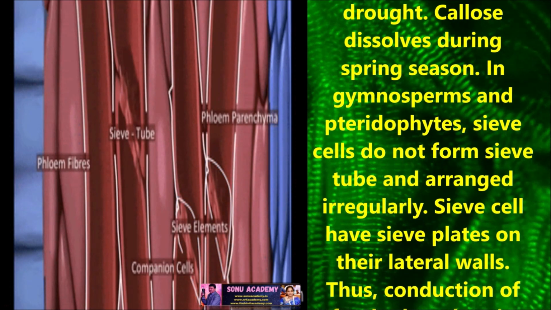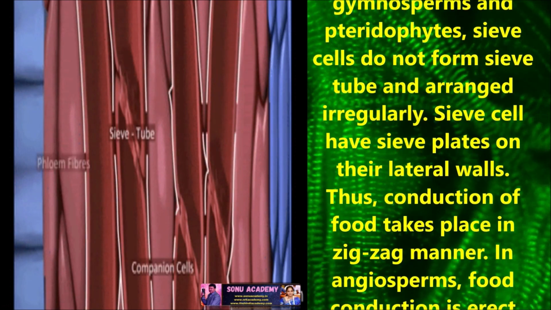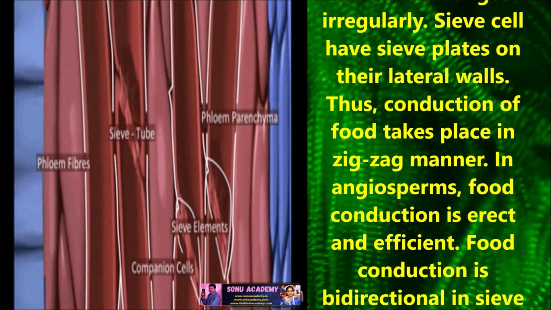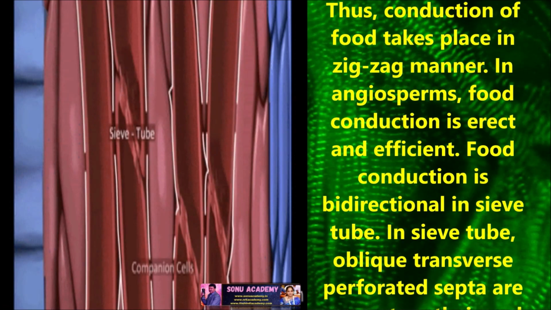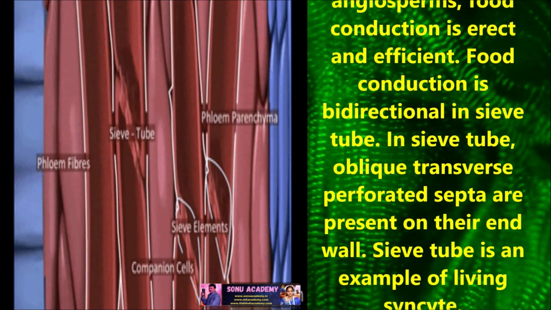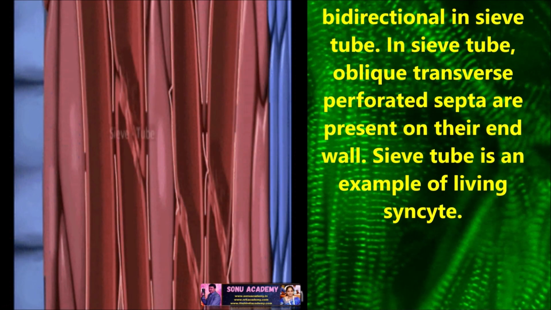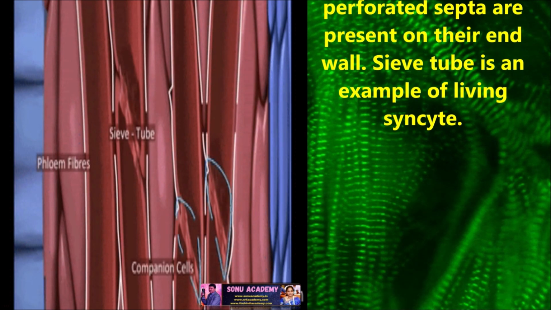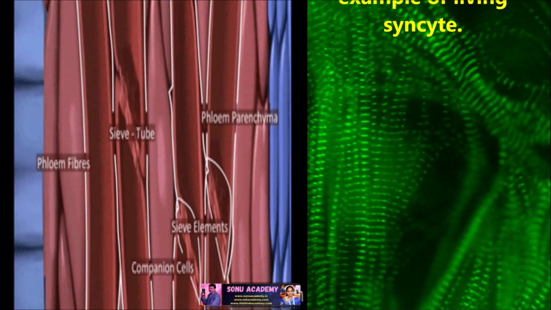In gymnosperms and pteridophytes, sieve cells do not form sieve tubes and are arranged irregularly. Sieve cells have sieve plates on their lateral walls, thus conduction of food takes place in a zigzag manner. In angiosperms, food conduction is erect and efficient. Food conduction is bidirectional in sieve tube. In sieve tube, oblique transverse perforated septa are present on their end wall. Sieve tube is an example of a living conducting site.